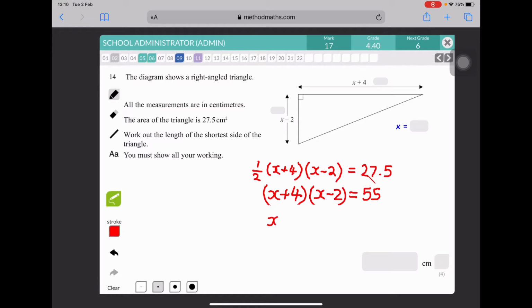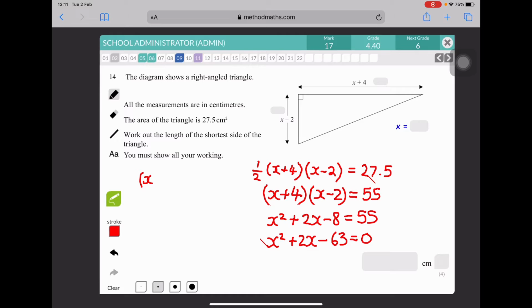Now we're going to expand brackets, so x squared plus 2x take away 8. Subtract 55 from both sides and we get x squared plus 2x take away 63 equals 0. So now I am going to factorize. So two numbers which multiply to give us negative 63 and add to give us 2.